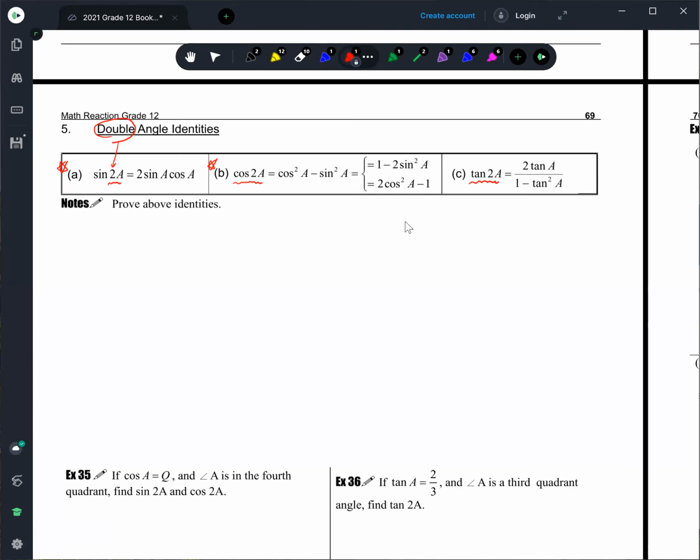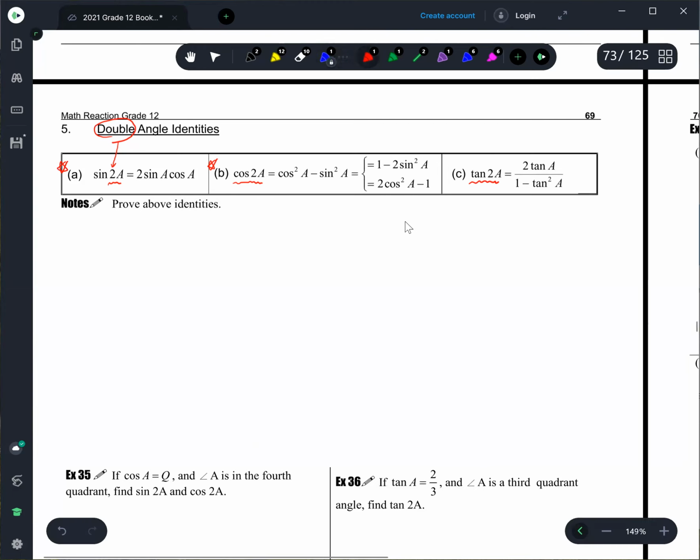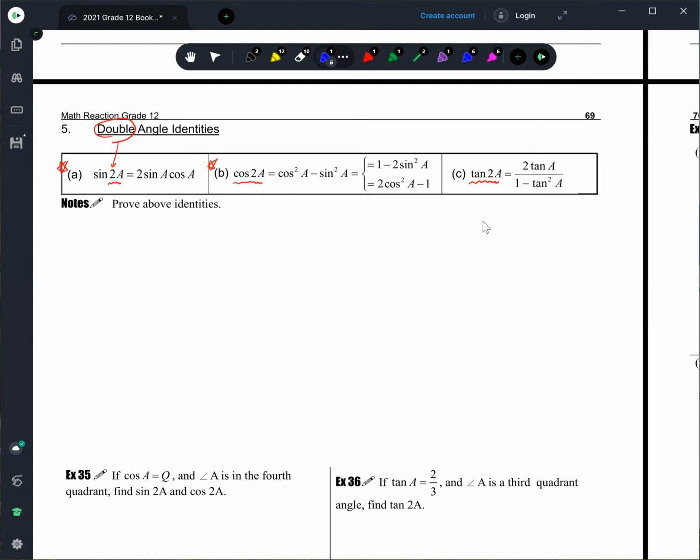So let's go over very quickly where those formulas come from. The identities are based on the sum and difference formulas. Sine double comes from sine cosine, cosine double comes from cosine cosine sine sine, and I'll show you how, very quickly. In the same way, you can also prove the tangent. So let's start with the first one, sine double, sine 2A. 2A means 2 times A.